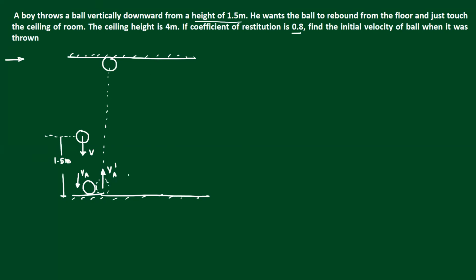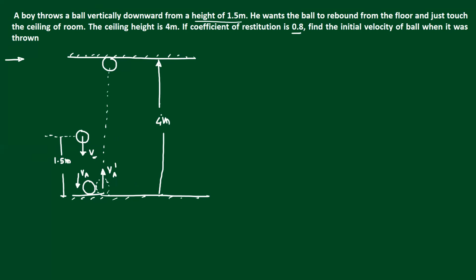It means that with the velocity va dash as the initial velocity, the ball needs to cover a distance of the total height, which is 4 meter. So we should find out the velocity v, that is the initial velocity when the ball was thrown. Here we have to use the equation of motion and then the equation for rebound.